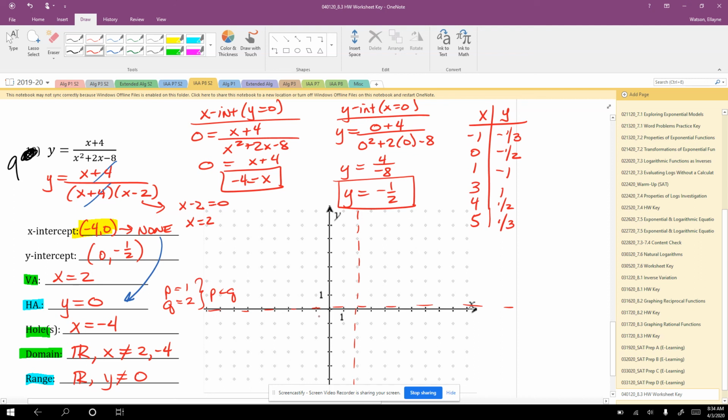And I know that there's a hole right around here. So it would look like this and come down. And then on the right side, should have done it as a different color. And there we go. So again, if you are graphing, you want to pick points on both sides of the vertical asymptotes.